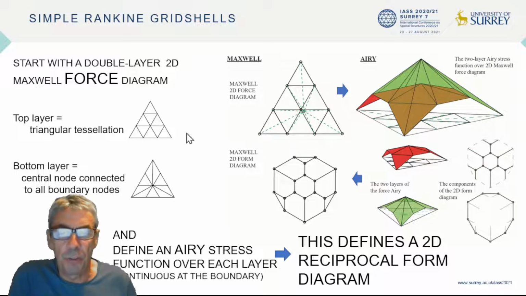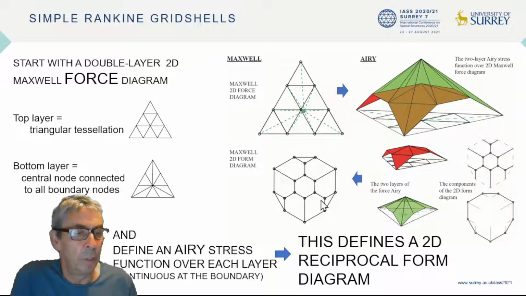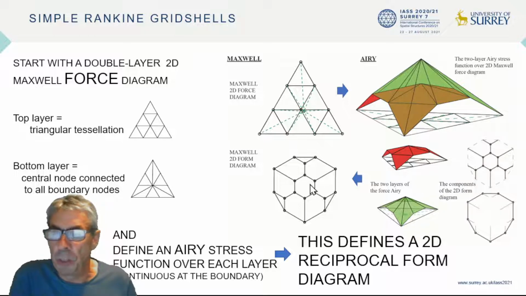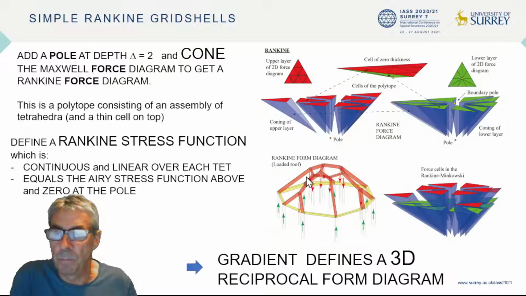Now, to generate the corresponding form diagram, define a polyhedral area stress function over the force diagram. I've shown that here. It has a red surface over the triangular tessellations and a green surface over the layer with the central node. And these red and green functions meet along the common outer boundary. As usual, the gradients of this polyhedral area stress function define the nodal locations of the 2D form diagram. So, we started with the forces and we generated the dual form diagram shown here with this central inner hexagon.